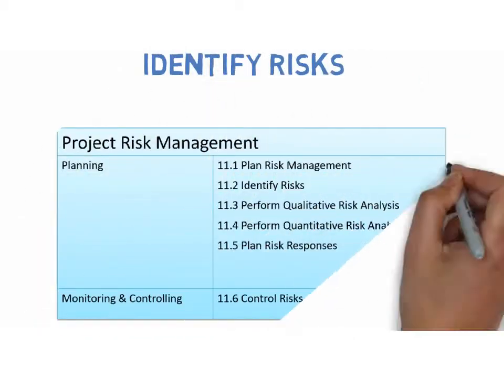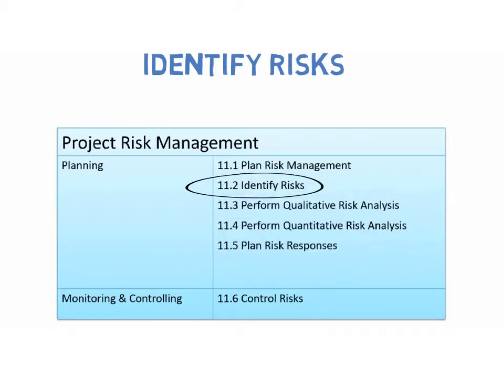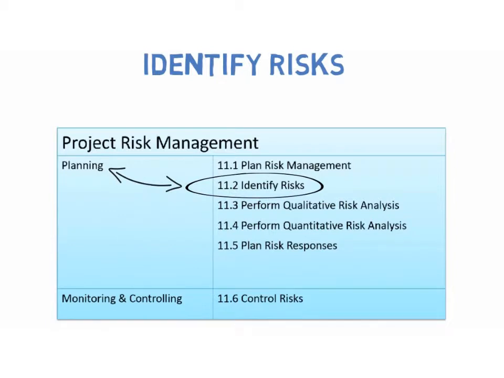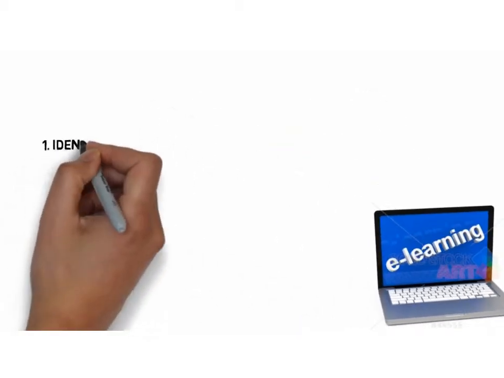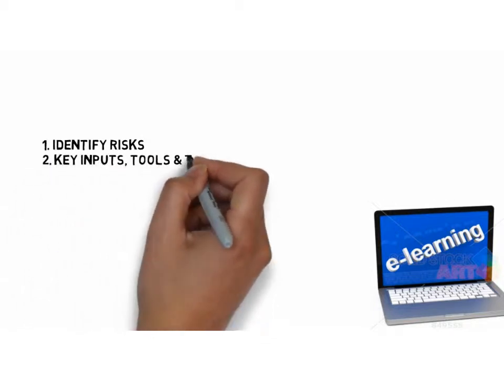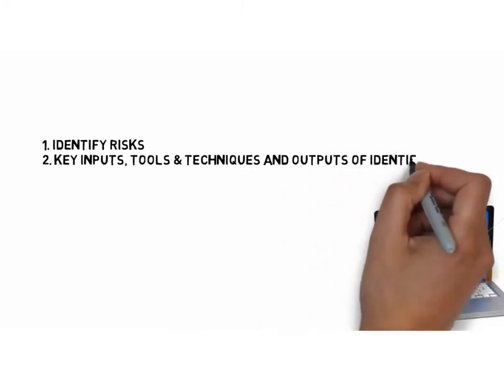Identify risk is the second process of project risk management knowledge area, and it belongs to planning process group. In this session, you will learn what identify risks means, key inputs, tools and techniques, and outputs of identify risk process.